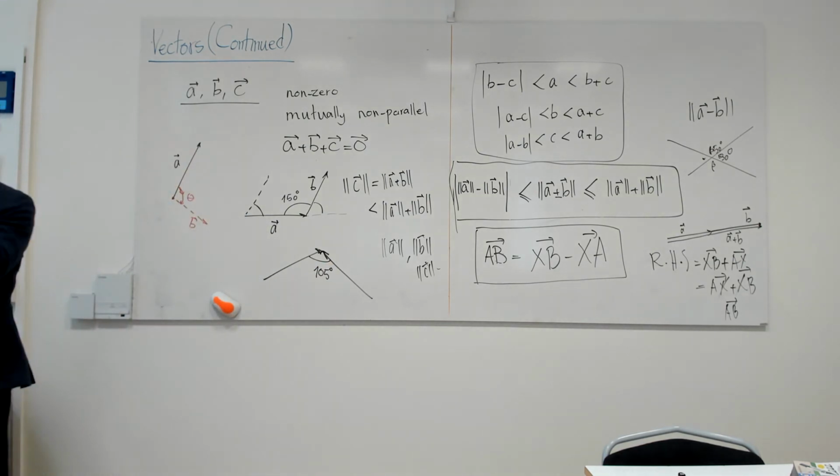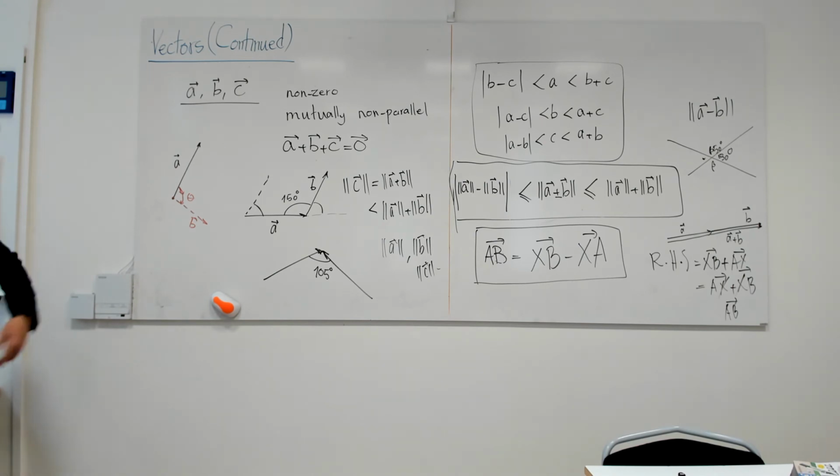What is the angle between two vectors? 105. 105. 75. 105. 105? No one else? 37.5. No, it is 105.